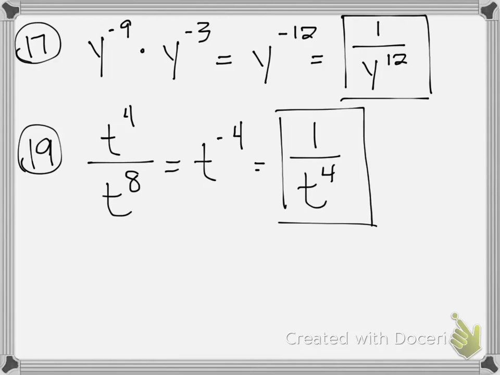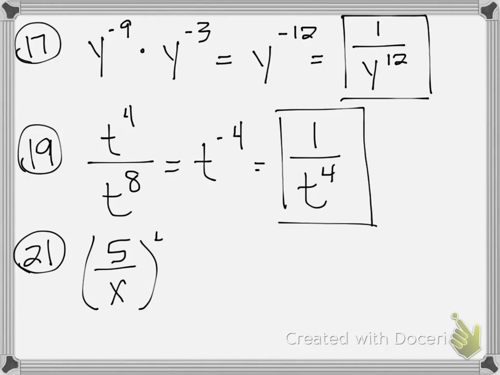Okay, so 21, we have 5 over x in parentheses to the 4th power. And so we're still simplifying. According to our properties here, this looks like the one with parentheses. In other words, everything will get that 4th power. So 5 to the 4th over x to the 4th, and we can actually simplify 5 to the 4th.